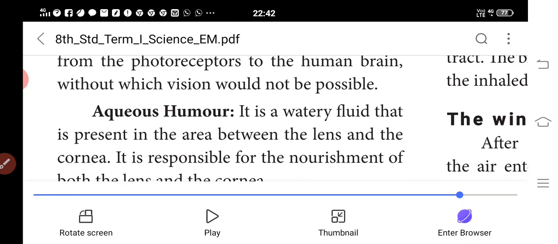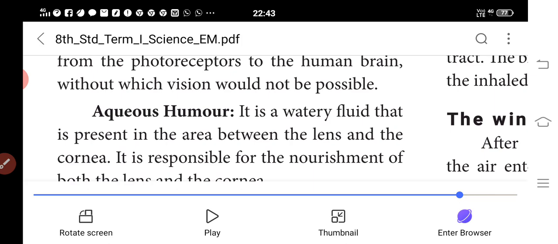The eye has two compartments, the anterior and posterior compartments. The anterior compartment has two chambers. The first one lies between the cornea and iris. The second one lies between the iris and lens.